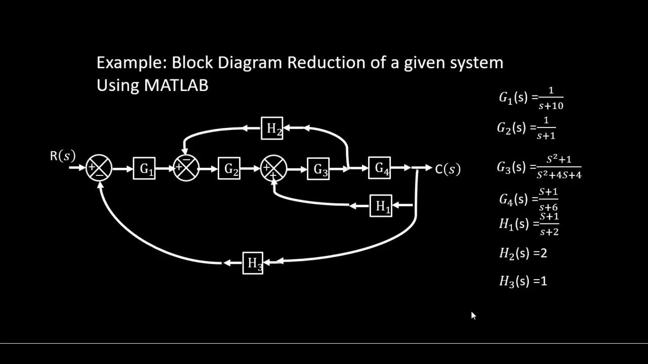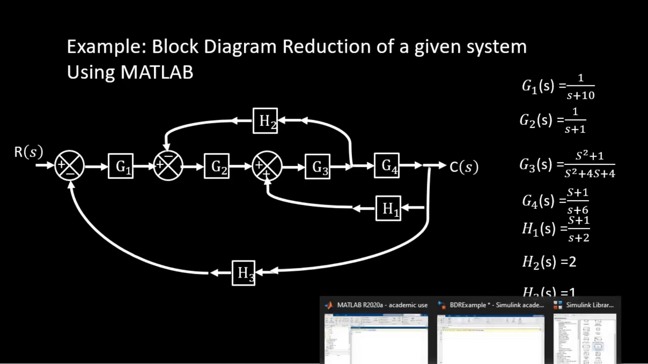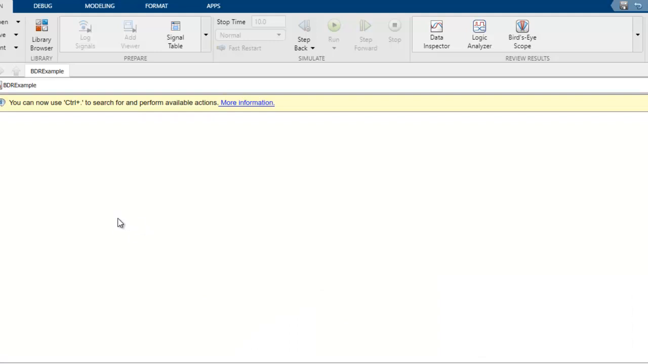Hello. In the previous video, we had seen this example. So now we'll do a similar case. We'll solve it through Simulink. Let us start by opening Simulink. I have opened Simulink and stored the file name as BDR example. So now you can see here.